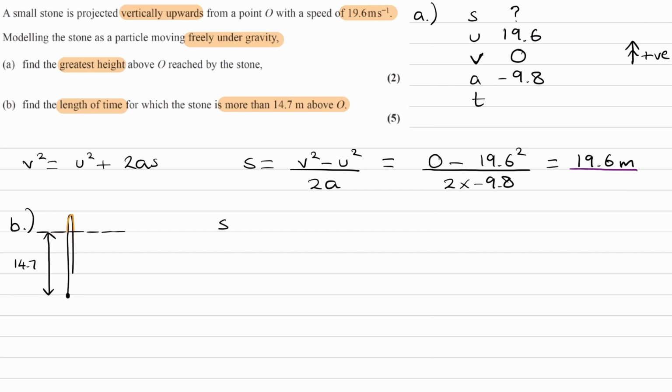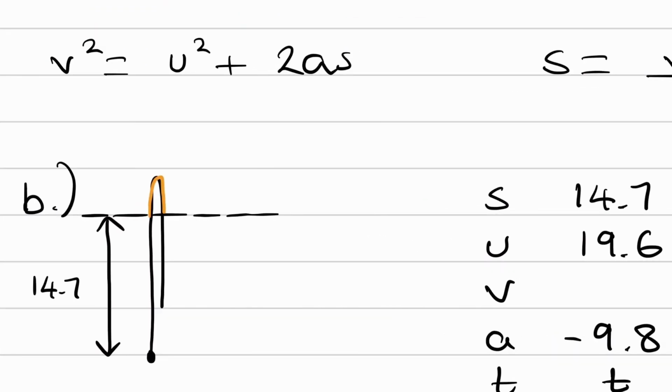We can do this by setting up a SUVAT table with our initial velocity being the velocity when it leaves the ground, 19.6. Our displacement would be 14.7, which is the height of the stone. The acceleration is still minus 9.8. So if we use these quantities and work out what t is, then what we work out is the times when the particle is at 14.7 meters. There are 2 times. There's this time, and there is this time.